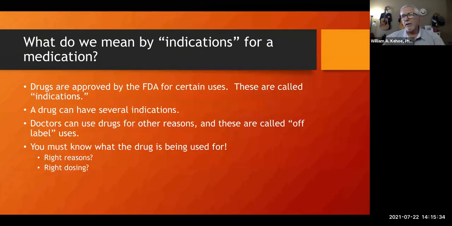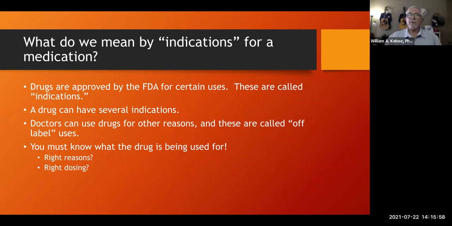Now, what do we mean about the indications for a medication? An indication in this perspective is a very specific word. What that means is that a drug company has made a drug, made a medication, and they've tested it for certain reasons. So let's take blood pressure, for instance. Those drugs are called antihypertensives.